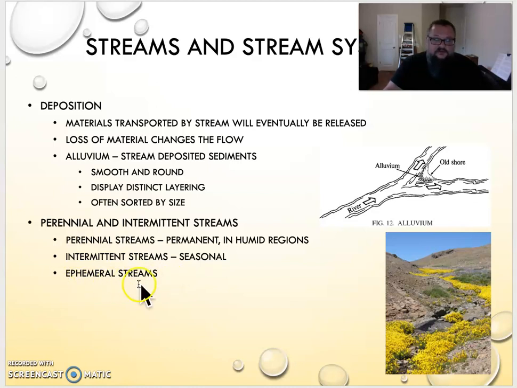And then what we call ephemeral streams. We have lots of these around here. They are streams that only have water in them right after it rains. They fill up with water right after it rains, and then once the rain stops, the stream dries up again. Those are what we call ephemeral streams.